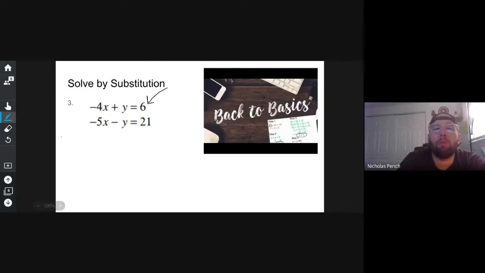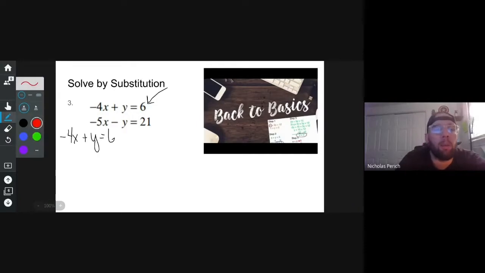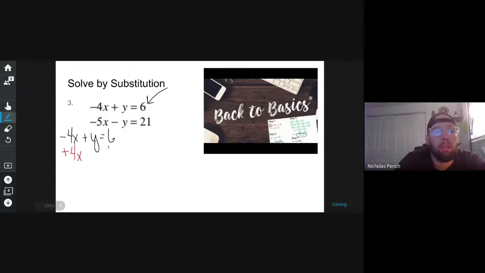However, if I wanted to solve the top one for y, it wouldn't be that bad. So let me just rewrite the top equation. If I solve that for y, it's a one-step process. I'm going to add 4x to both sides. Now the top equation is y equals, slope-intercept form, 4x plus 6.